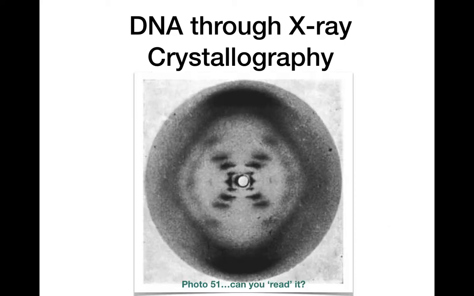This is called Photograph 51, and this is one of the X-ray crystallography images that Rosalind Franklin made of DNA, and this is the best one. This is very famous, and it was a huge part of how we understand DNA structure. So can you interpret it?